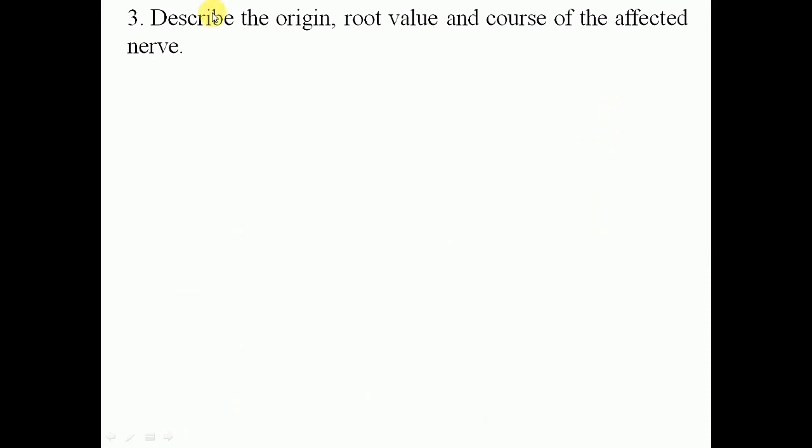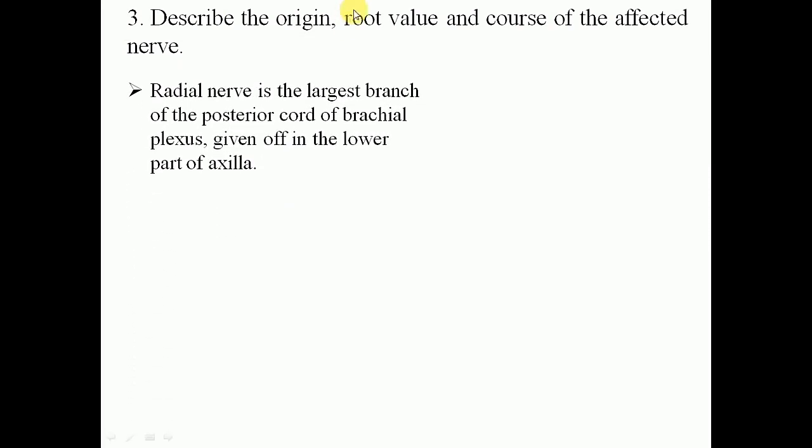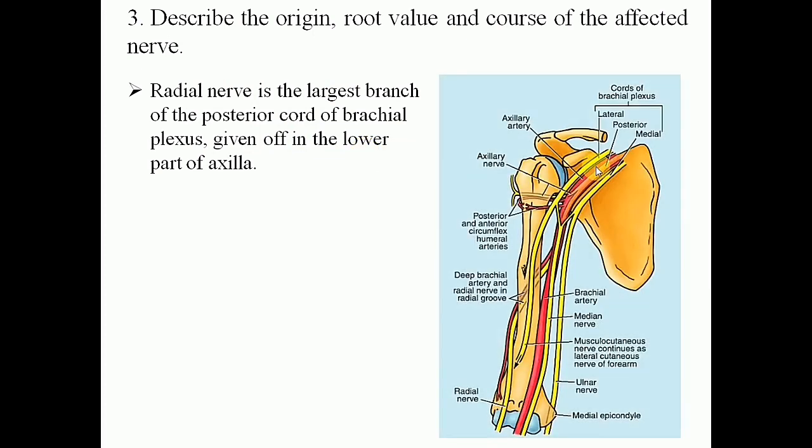Question 3. Describe the origin, root value and course of the affected nerve. So the affected nerve is the radial nerve. The radial nerve is the largest branch of the posterior cord of the brachial plexus, which is given off in the lower part of the axilla. As we can see here, this is the posterior cord of the brachial plexus, and the largest branch, the radial nerve, in the lower part of the axilla. The root value of the radial nerve is C5, C6, C7, C8 and T1.